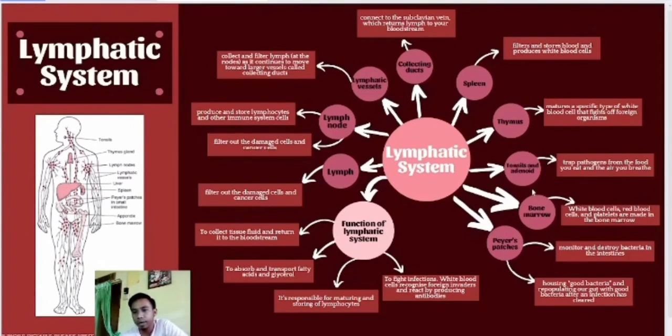Okay, next one we have bone marrow. The white blood cells, red blood cells, and platelets are made in the bone marrow. Okay, last one we have Peyer's patches. Peyer's patches are to monitor and destroy bacteria in the intestines and house good bacteria, repopulating our gut with good bacteria after an infection has cleared. Okay, that's all.